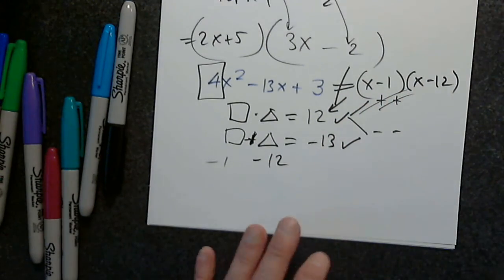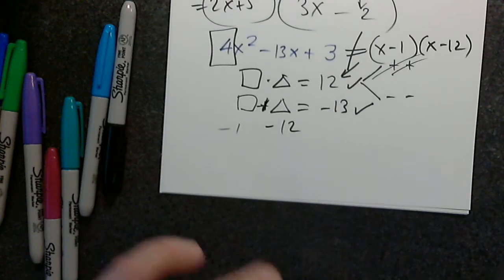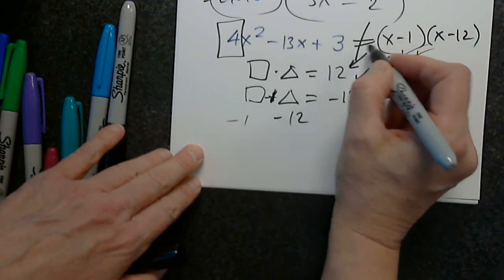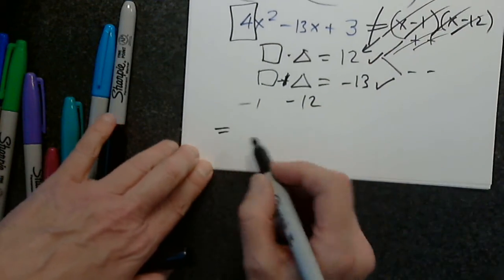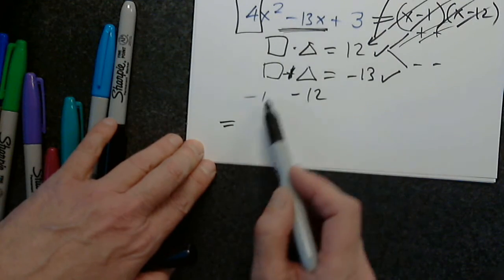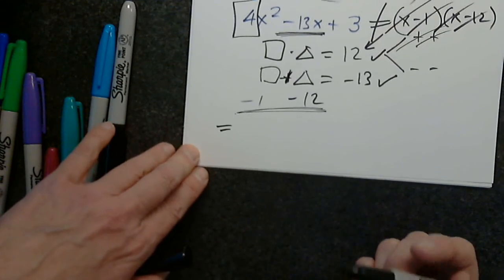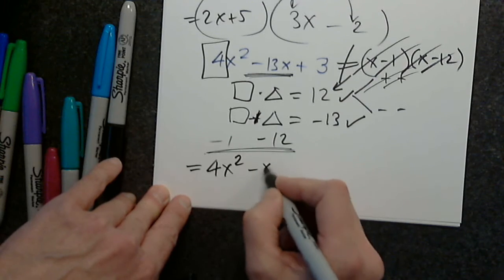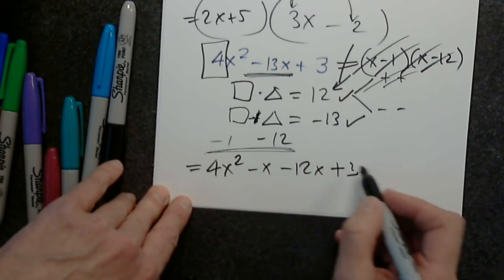Okay? So there is an extra step here. What is the extra step? The extra step is that from here, I replace this middle term using these numbers. So this is 4x squared minus x minus 12x and plus 3.